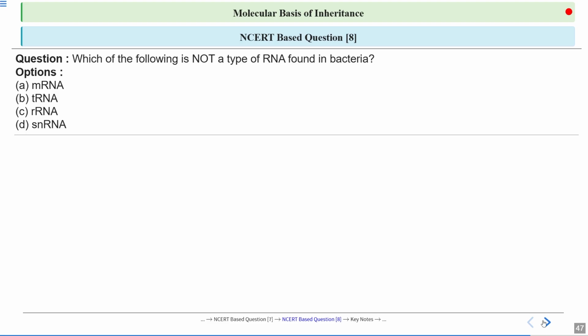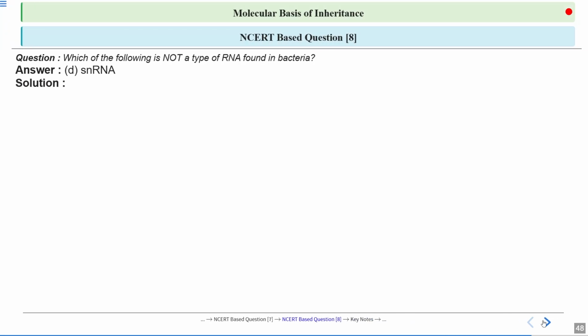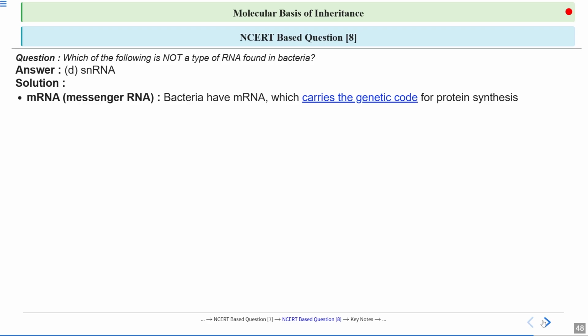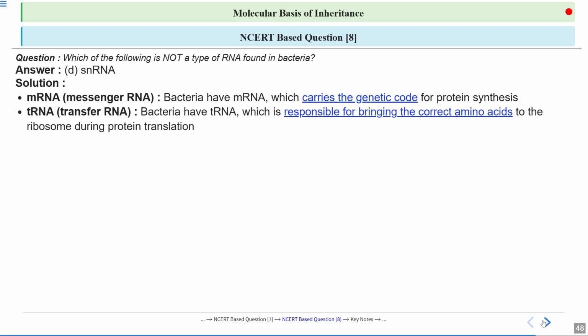Then the last question: which of the following is not a type of RNA found in bacteria? Is it mRNA, tRNA, rRNA or snRNA? So the answer is snRNA. Bacteria have mRNA, which carries the genetic code for protein synthesis. Bacteria have tRNA, which is responsible for bringing the correct amino acid to the ribosome during protein translation.